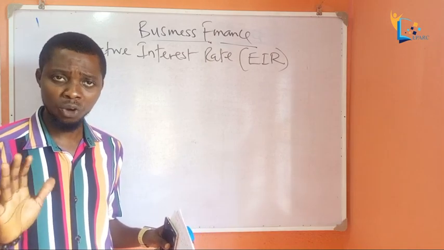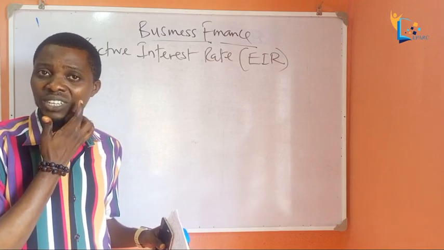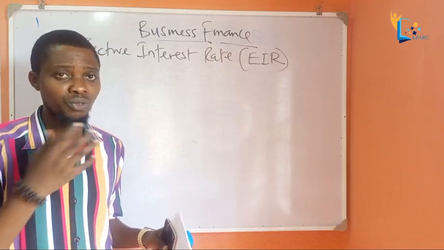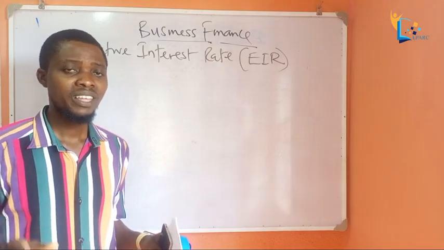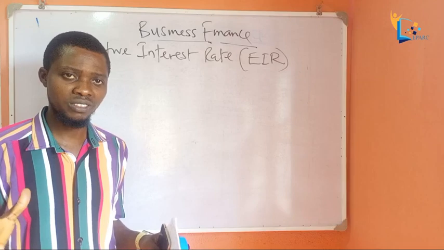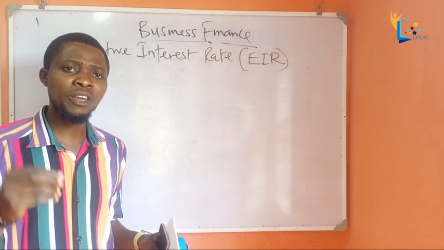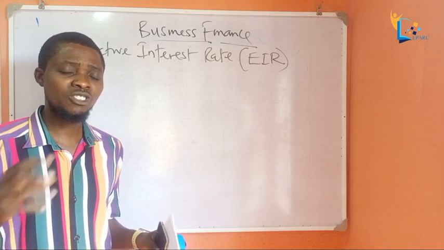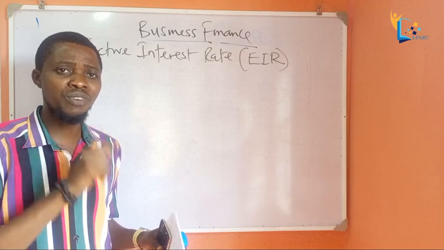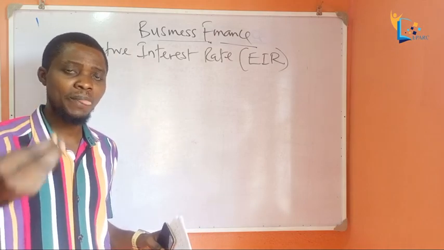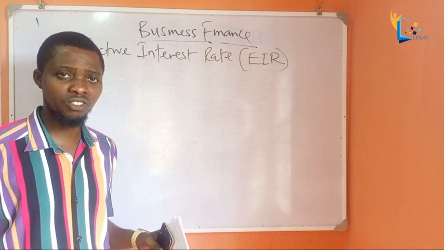Let me come again. For securities and other loan facilities, you will see specific interest rates on the form or agreement. That interest rate is known as the nominal or normal interest rate. When you are supposed to pay or receive interest more than once in a year, it is no longer nominal. It is now the effective interest rate, and it is usually higher than the nominal interest rate.